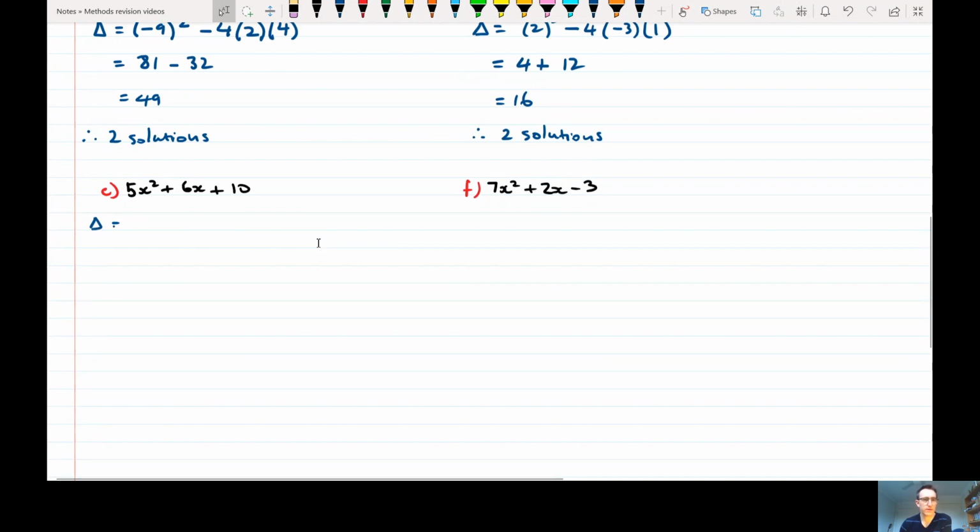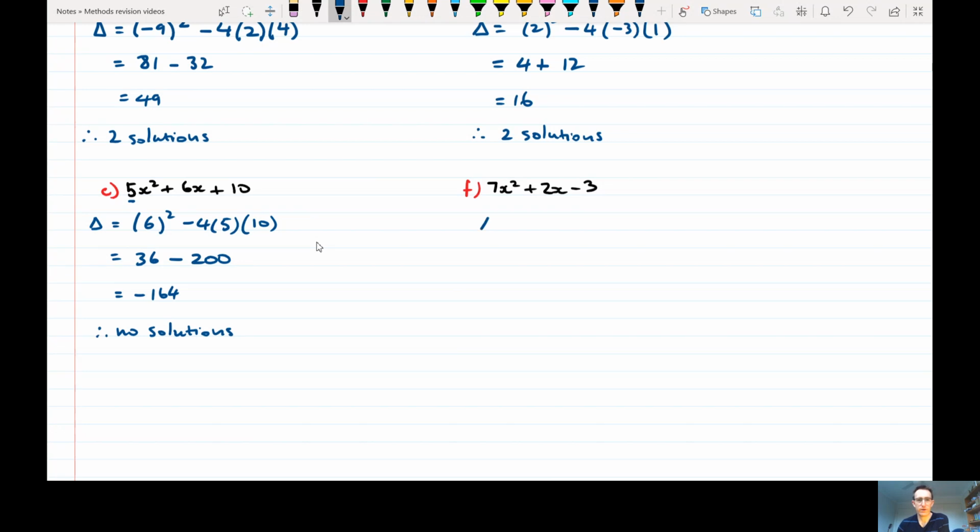Last 2 examples. B is 6, so it's 6 squared, minus 4 lots of a. A is 5, it's the coefficient out here, times the constant at the end, and hopefully here you can see 6 squared is 36, 4 times 5 is 20, 20 times 10 is 200. Well, we do not get a positive number, therefore no solutions. All right, now final thing. So of course, in this case, if you ask to solve it, you can't solve it. So you're going to have no solutions in the real number plane.